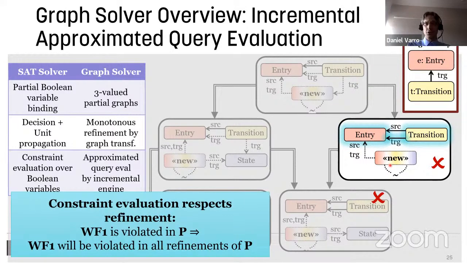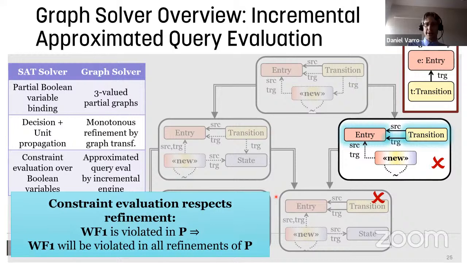So it's not yet an instance model. It's still like a partial graph model with uncertainty, but there is a certain match of that graph pattern in the actual abstract model. Then we know that the refinement calculus ensures that this well-formed constraint will be violated in all refinements of this abstract model. So if it's surely violated once, we cannot get rid of the violation.